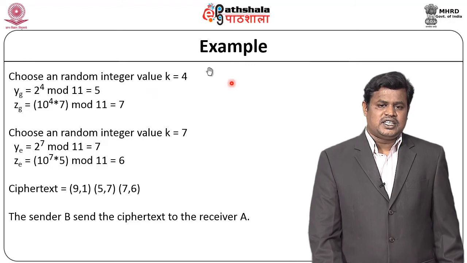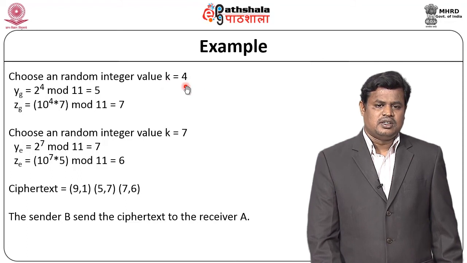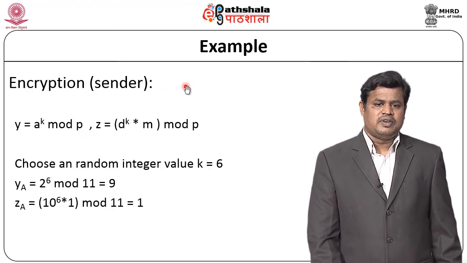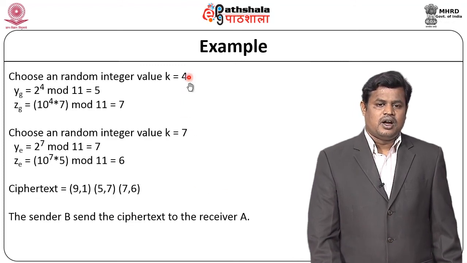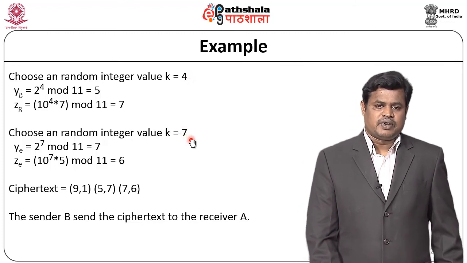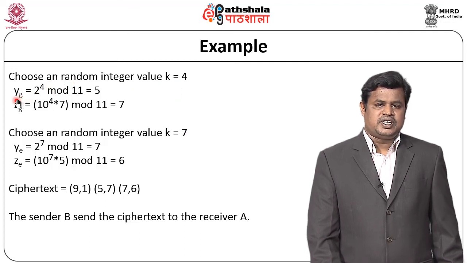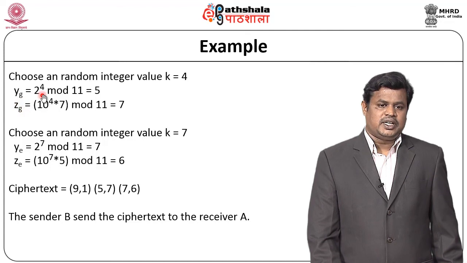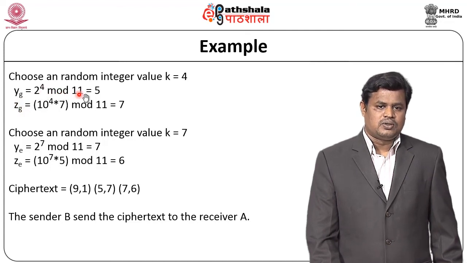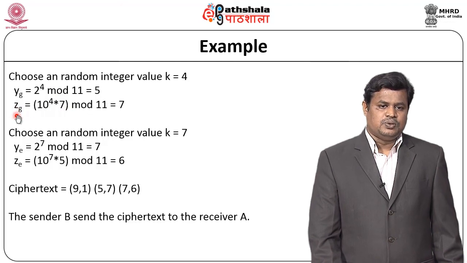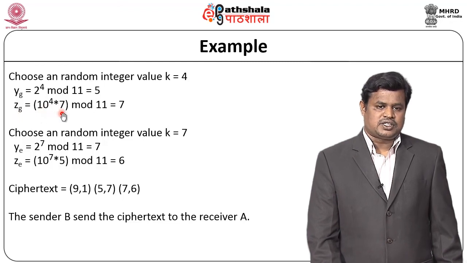Again we can see that there is a generation of a random integer. They are choosing a random integer for the next letter, k equal to 4. Previously k was equal to 6 for the first letter. For the second letter they choose k equal to 4, and for the third letter they choose k equal to 7. Now we generate the next C1 and C2, where 2 power 4 mod 11, with 2 as your generator, is equal to 5, and C2, that is your Z, is equal to 10 to the power 4 into the plain text G, 7, mod 11, which is equal to 7.